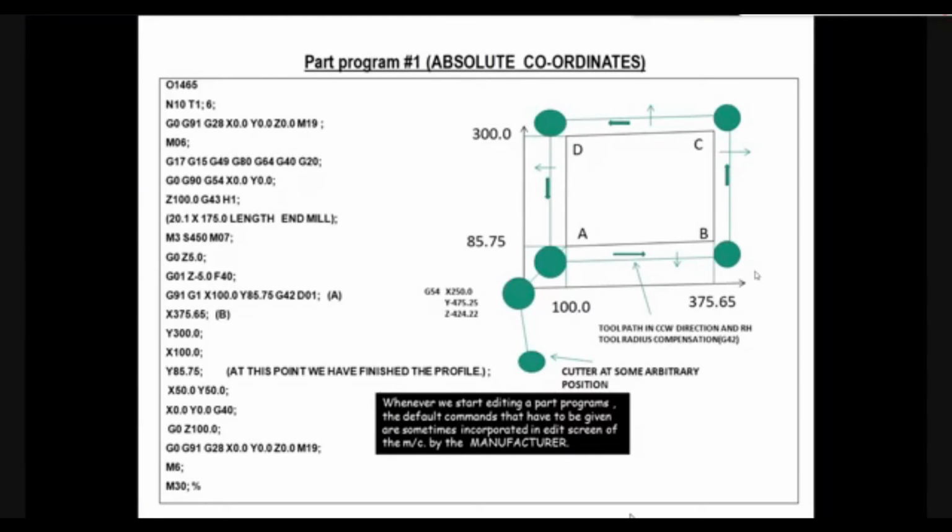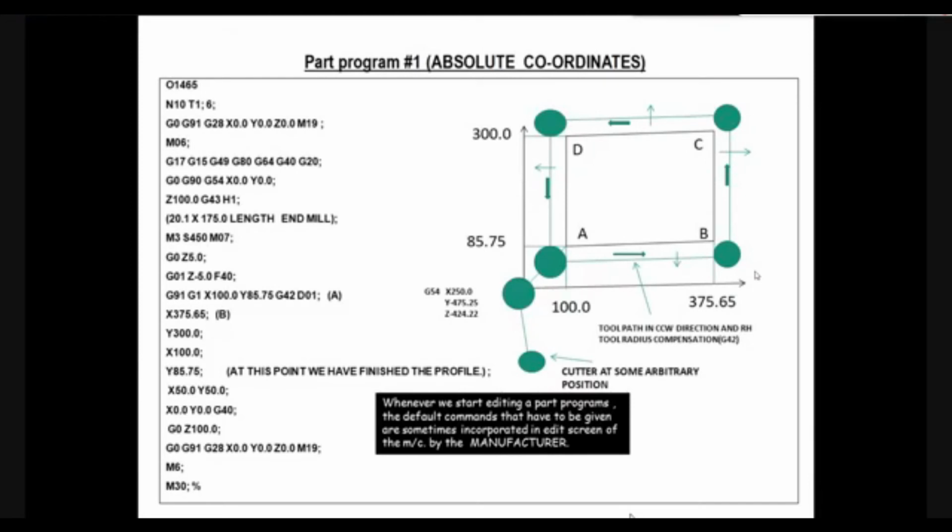If at all any tool offset is remembered by the machine, we are cancelling it. Similarly, if any canned cycles are there in the memory, we are cancelling those canned cycles by command G80. G64 stands for cutting mode. That means the machine is expected to cut the material, not in tapping mode.